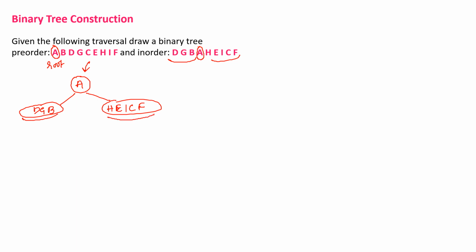Now we are supposed to decide which node among these left subtree nodes is the parent node here. For that, check the preorder. The next node in the preorder traversal is B. That means B is the parent node here among D, G, B. So the next step in the tree construction is A is the root node and A's left child is B, and the right subtree contains all the nodes H, E, I, C, F.